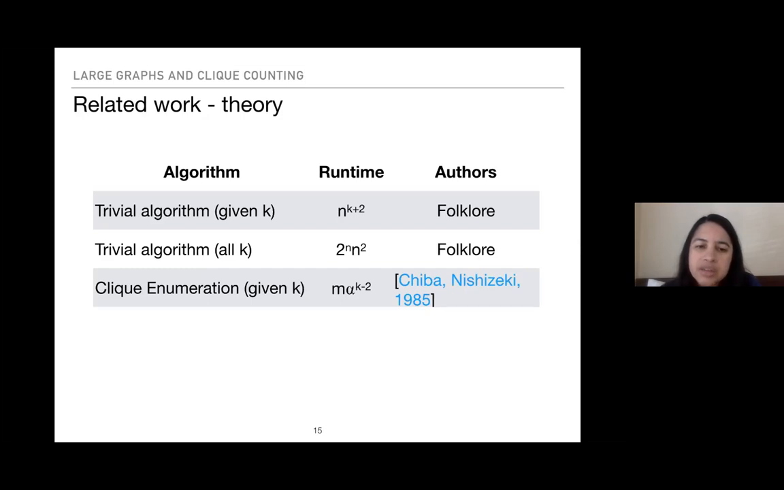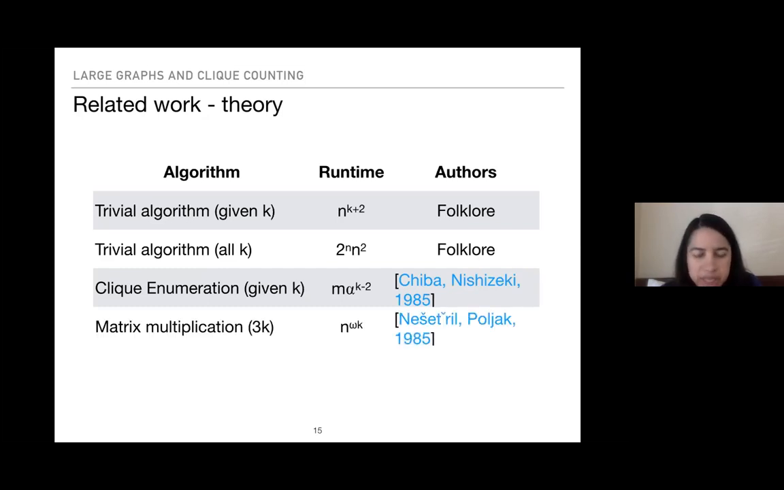They proposed an algorithm that runs in time m times alpha to the k minus 2. This is for a given k. This is a clique enumeration algorithm. It's a backtracking algorithm. And much of the subsequent work is actually based on this algorithm of Chiba and Nishizeki. And we'll actually look at this algorithm later.